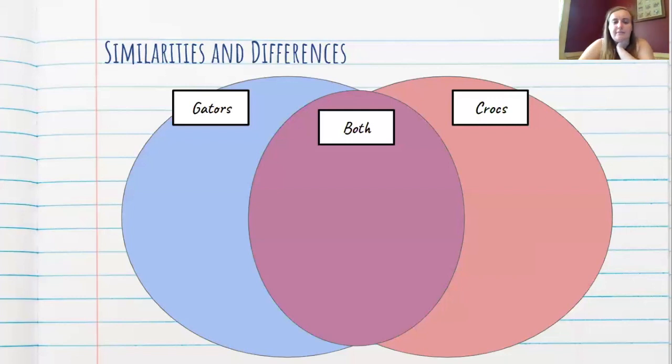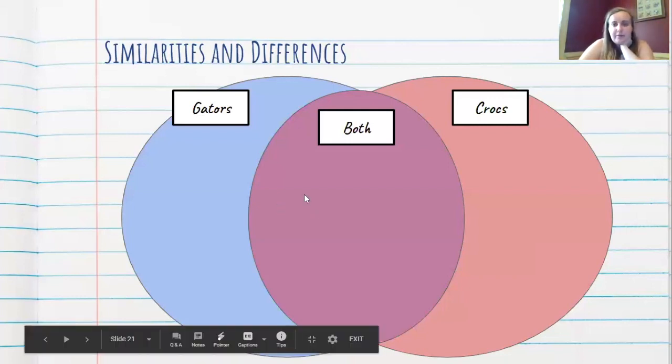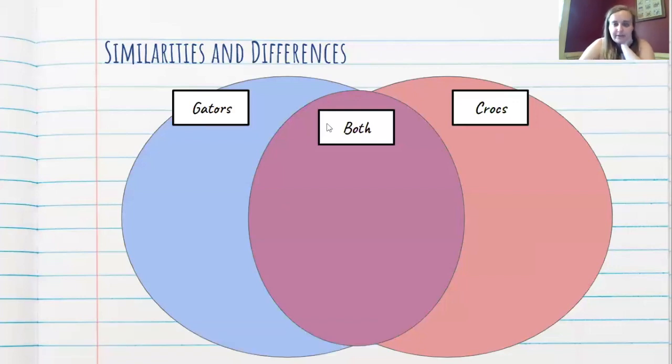So your Venn diagram, you're going to label it gators, both, and crocs, okay? So gators, you would write about alligators. Both, you would write about their similarities. Crocs, you're going to write about crocodiles.